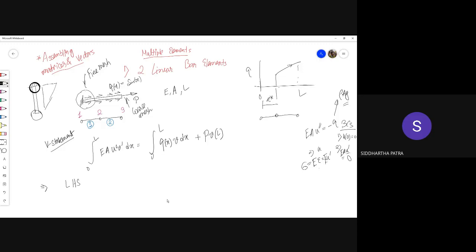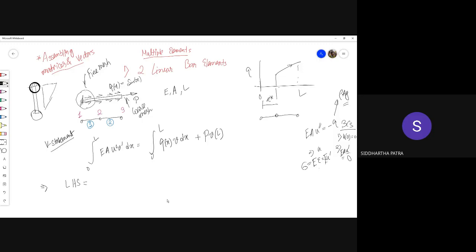Now let us talk about the integration in the left hand side. The problem is, when I look at this particular element, I would be treating it the same way I treated the bar element that was covering the entire bar.